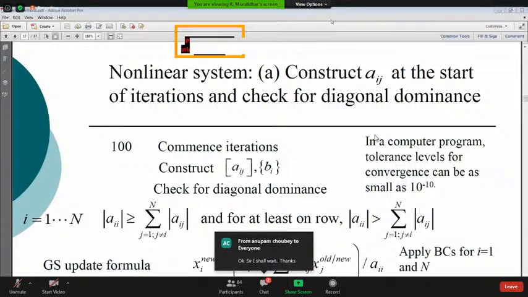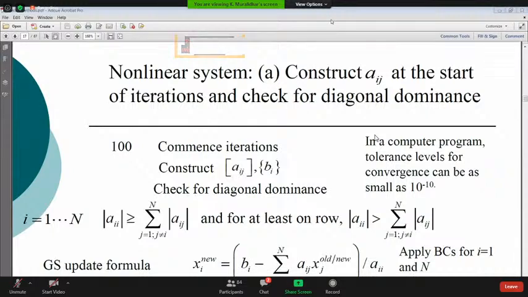Excuse me, sir. Sir, Nirmal Kumar, sir. I have one more question. In your PPT, you wrote that in a computer program, the tolerance level for convergence can be as small as 10 to the power minus 10. What does it mean?